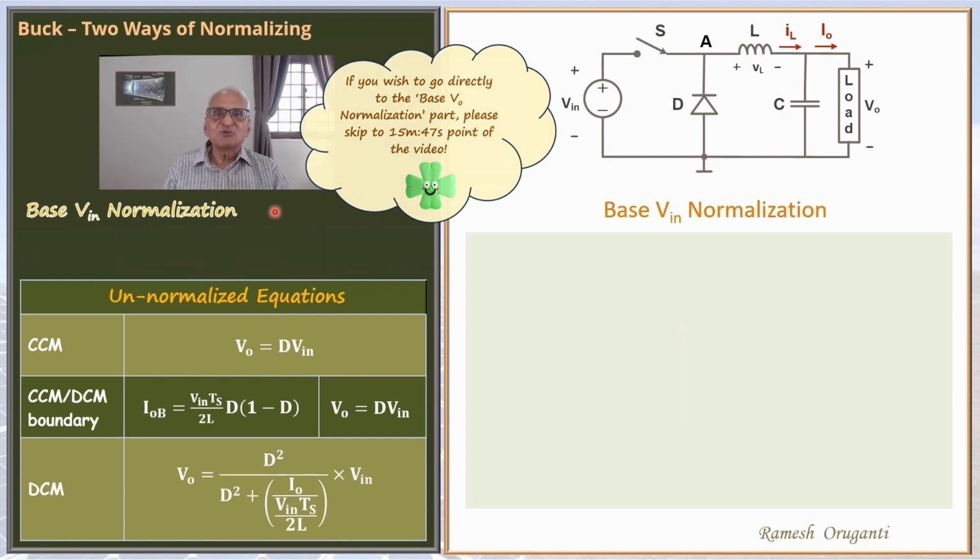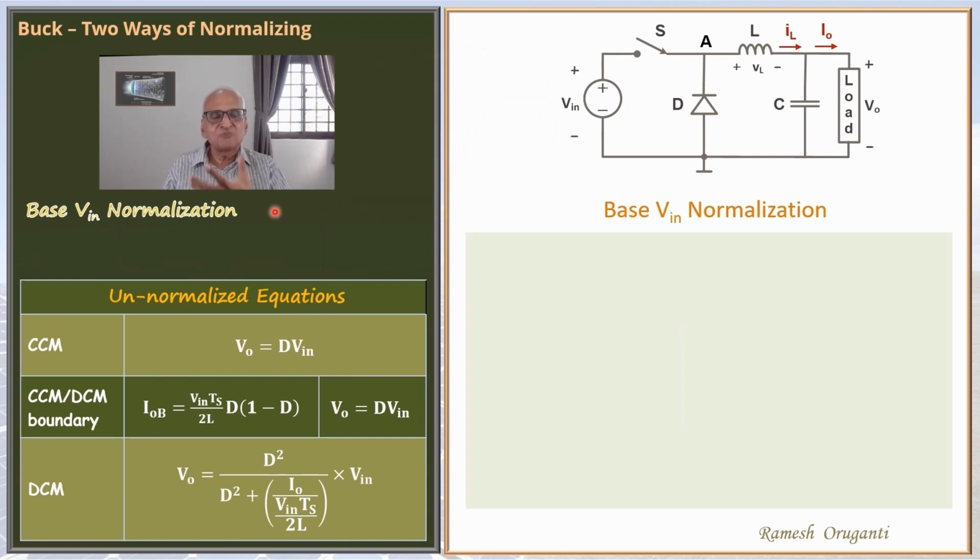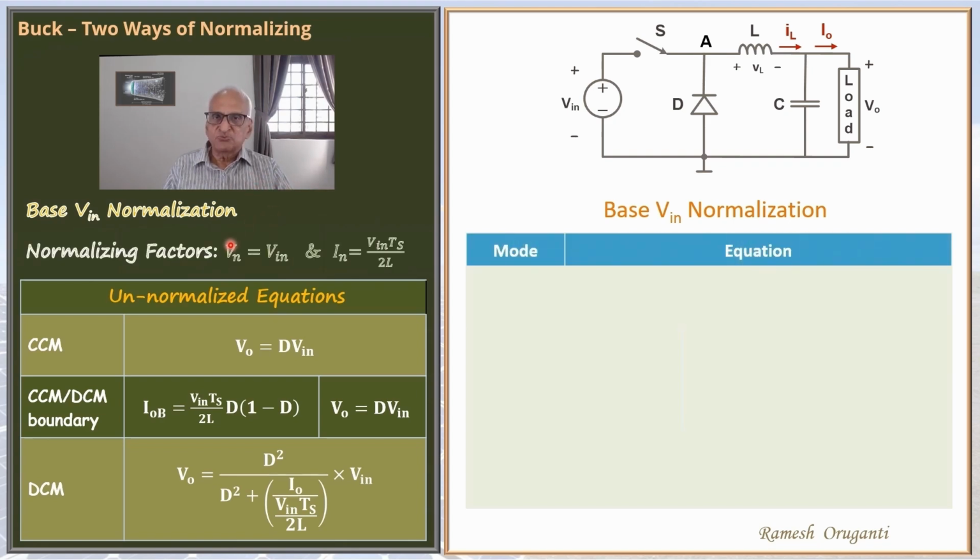When we look at these equations, base V in normalization becomes clear. The voltage normalization factor, as I mentioned, is V in. Vn equals V in. Vn, the voltage normalization factor, or the base value for voltage, is V in. In, the current normalization factor, or the base value for current, is V in Ts by 2L.